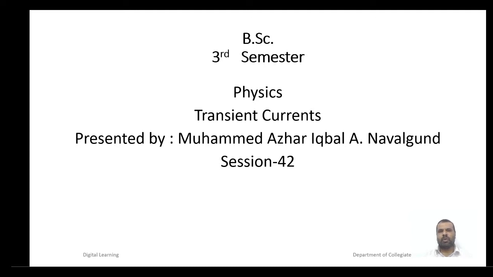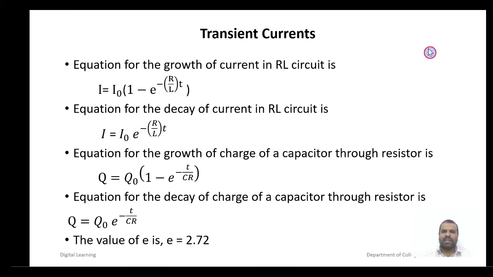Today we are going to solve problems on transient currents. Equation for the growth of current in RL circuit is I = I₀(1 − e^(−R/L·t)). Equation for the decay of current in RL circuit is I = I₀ e^(−R/L·t).